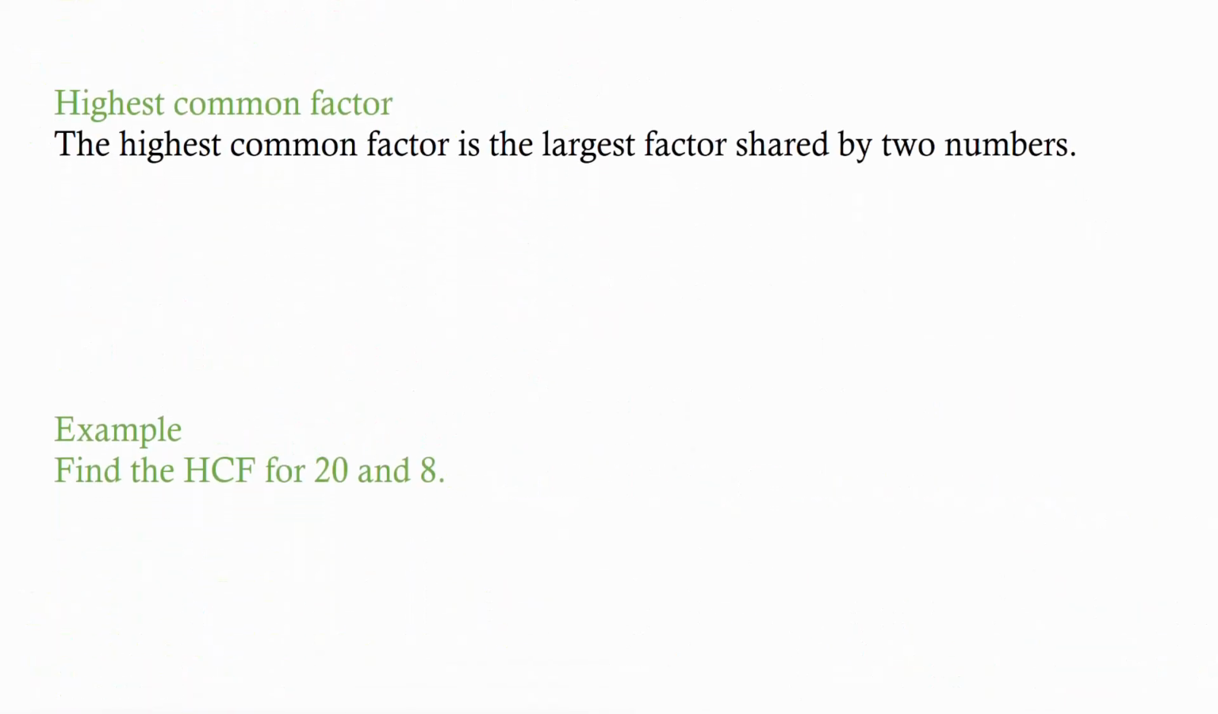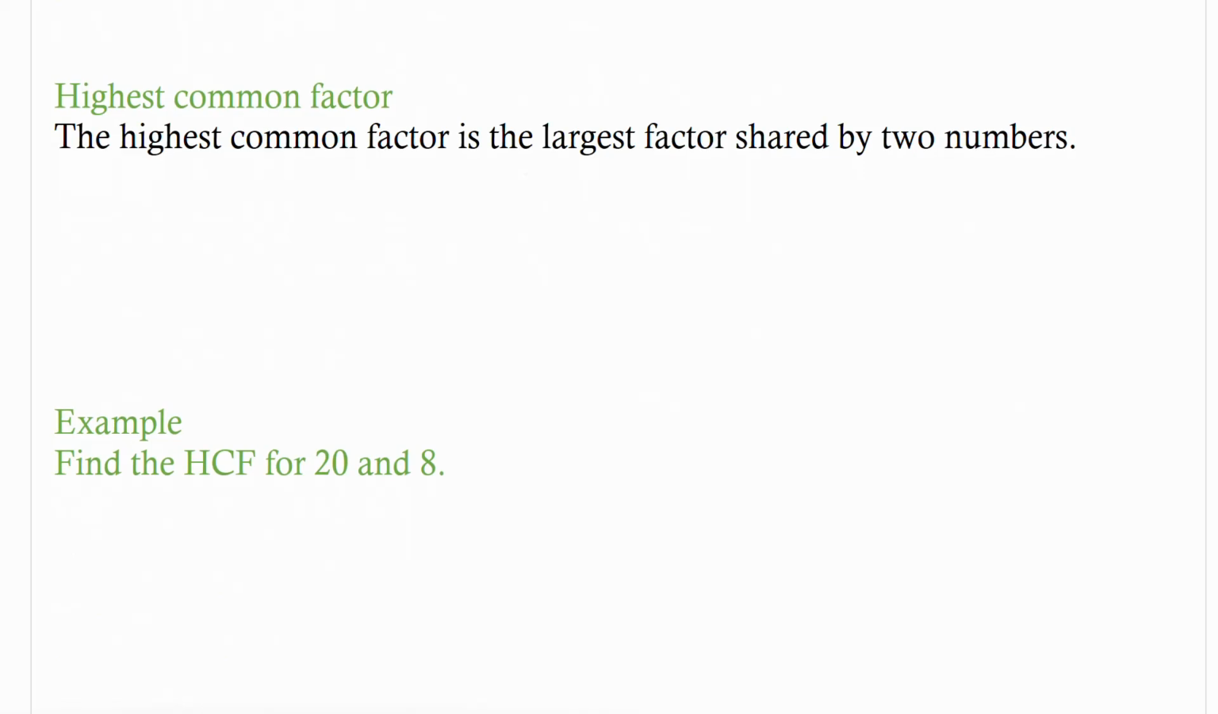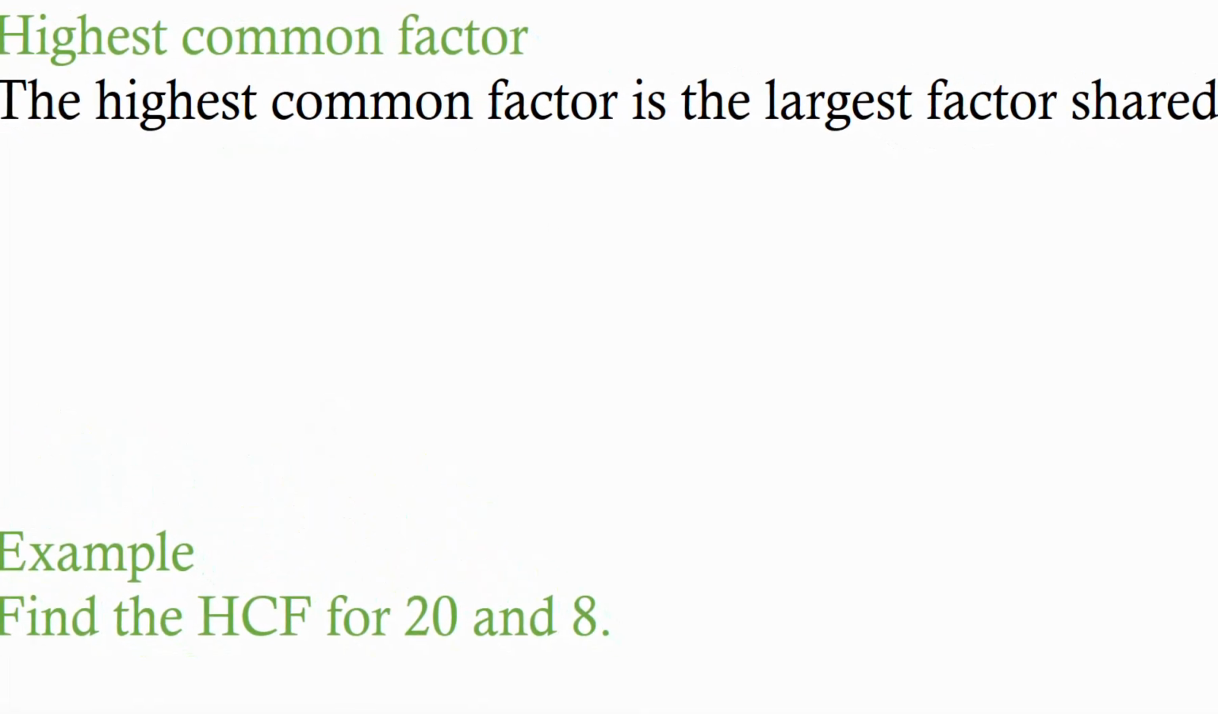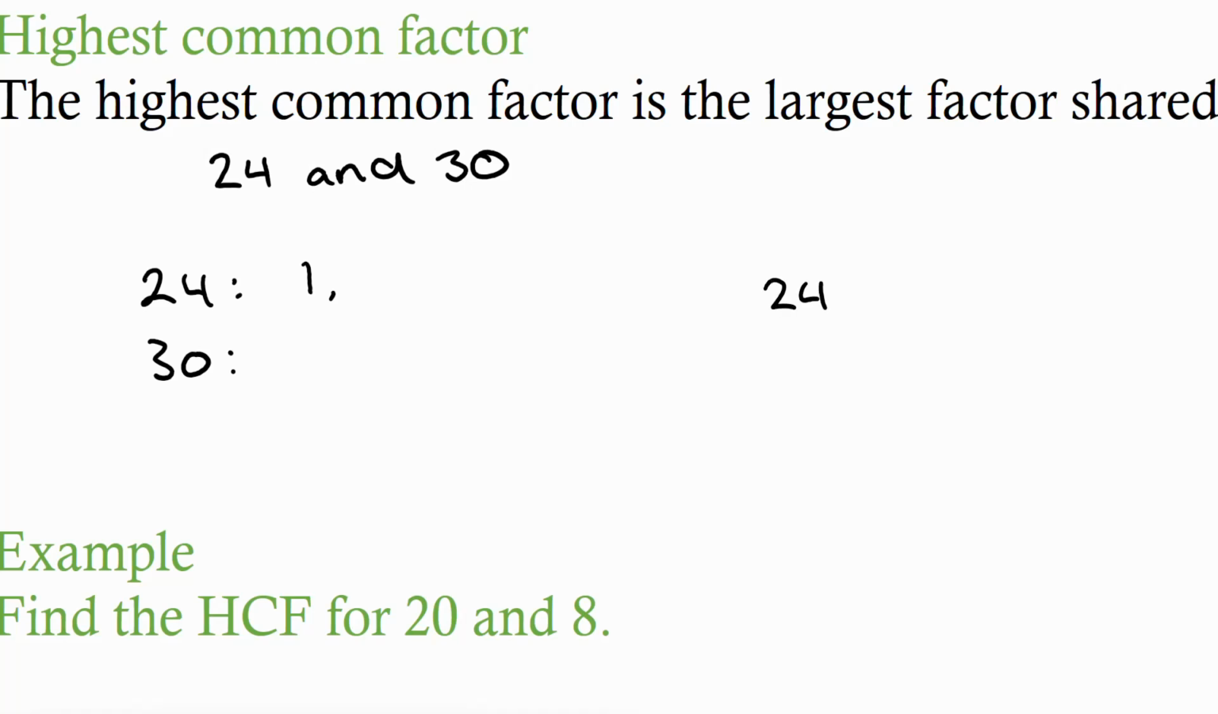The highest common factor is the largest factor that's shared between numbers. This usually helps when you're doing division. Let's say we have 24 and 30, and I want to find the highest common factor. I list out the factors of 24 and the factors of 30. Factors are the pairs of numbers that multiply to give 24. I know 1 and 24, 2 and 12, then 4 and 6, and that's it.